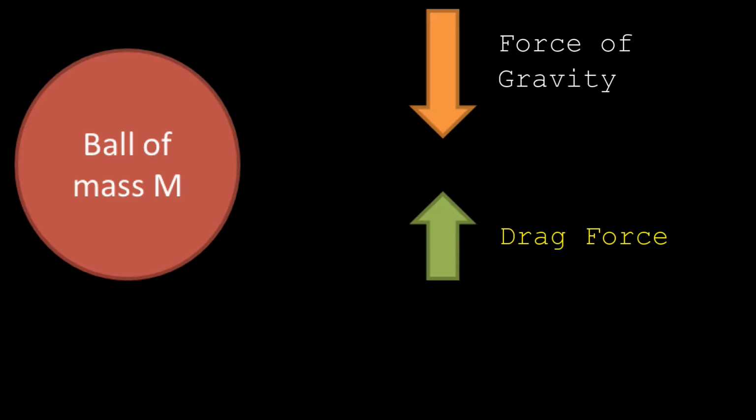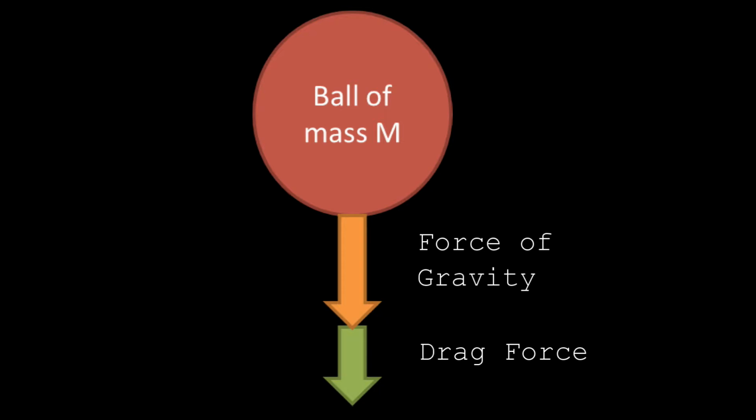When the ball is going upwards, the drag force will be pointing downwards, and when the ball is coming back down to Earth, the drag force will be pointing upwards. The drag force always acts in the direction opposite of the motion of the ball. So if we were to draw the real system, as we can see here, the ball of mass m exists, and now there's only the force of gravity and the drag force initially going downwards because the ball is going upwards in the air. With this system in mind, let's move on to part A.